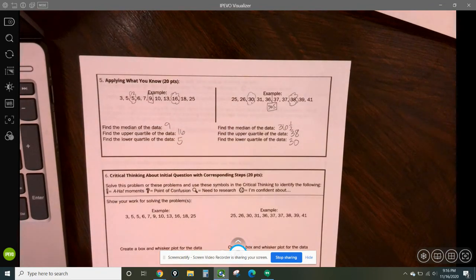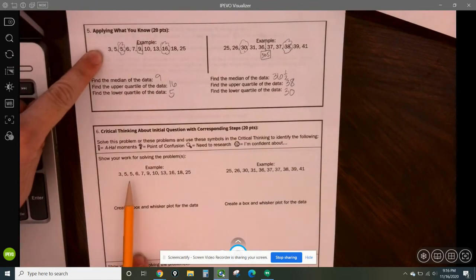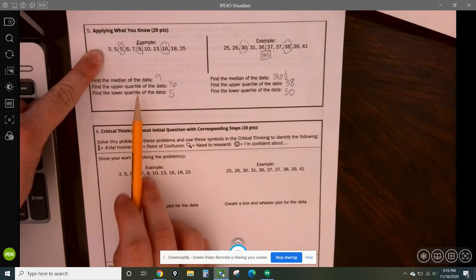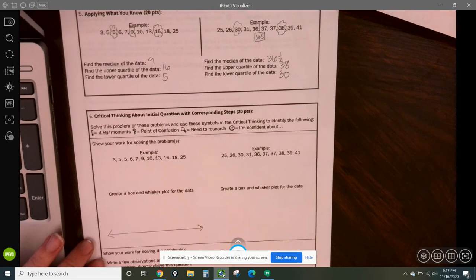Okay, so now we're going to take those one step further. We're using the same exact problems here that we just did, but now they want you to actually create a box and whisker plot. Okay, so these are all the things you need to know to create the box and whisker plot. Now we're going to actually create it. So we need a number line. And whenever you draw a number line, you just need to draw the numbers that you need for this problem. So my smallest number is 3 and my biggest one is 25. So I at least need the numbers 3 through 25 on here.